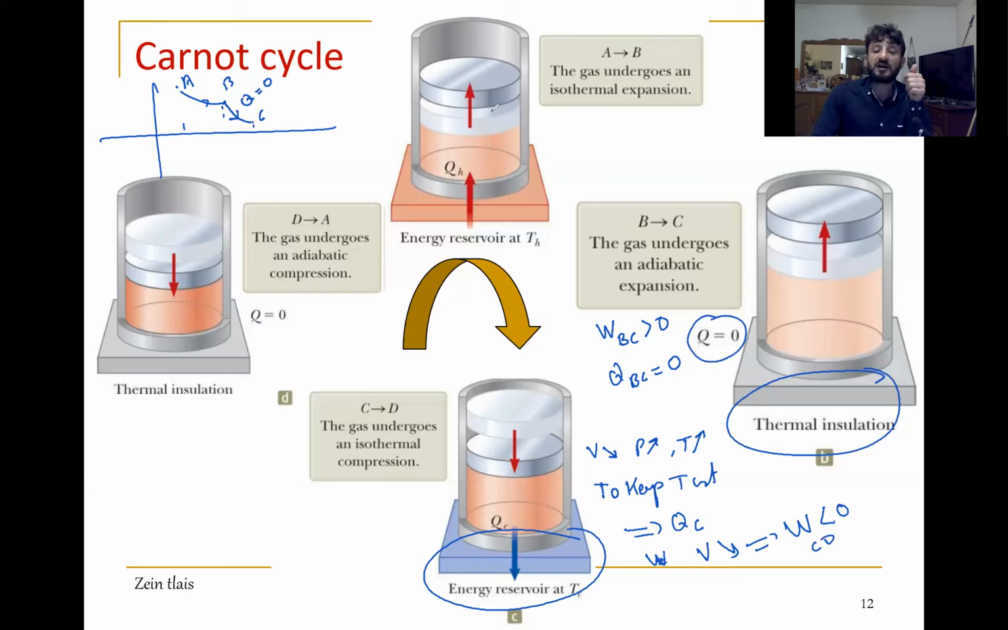So first of all, we have isothermal. The second point, we have adiabatic. And the third one, we have isothermal. We go to the last one. So here we go from C to D, like this, with T constant. TC equals TD equals T cold.